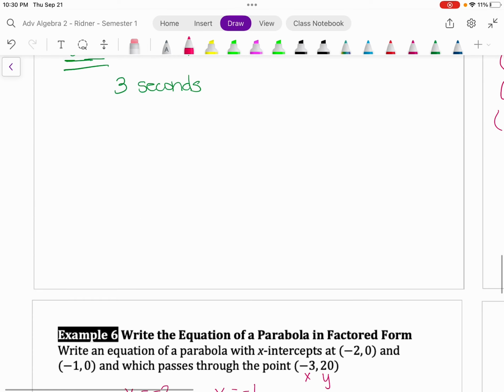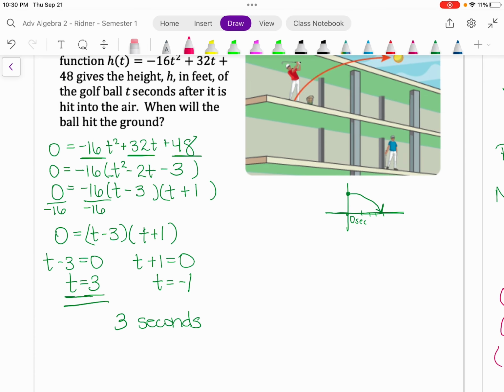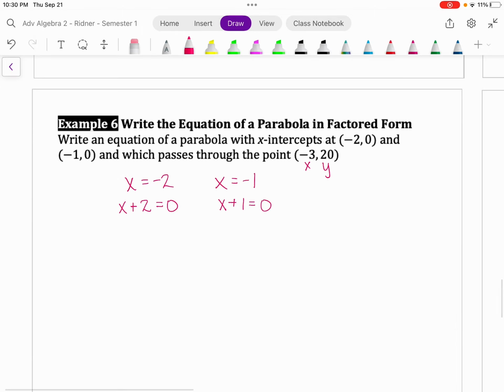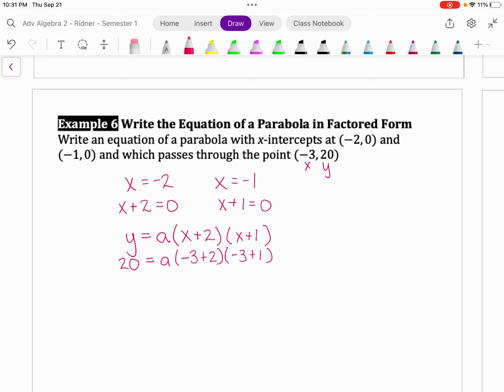If you think back to the real world example that had that -16 there, that told us the stretch. It has to do with the gravity. So what that would look like would be y equals a times one factor times the other factor. And the only thing we don't know is a, because we can use this point. The y coordinate is 20, the x coordinate is -3, and we plug it in at both spots.